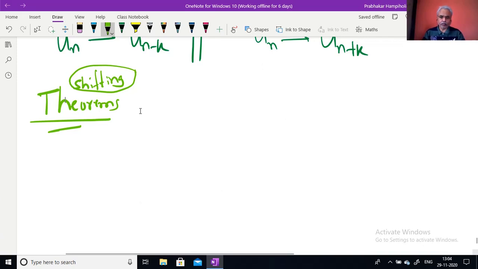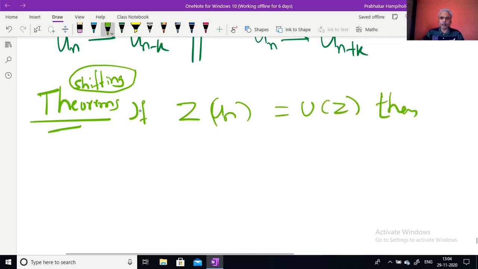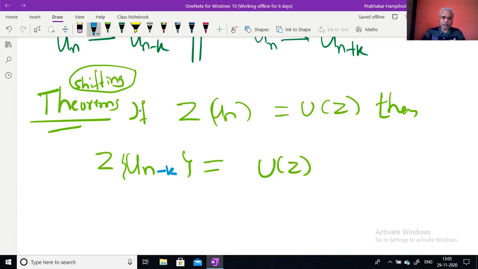One of the properties is the shifting property, which we call a theorem. Property means if and then. If a u n function has this Z function, then if I change this n to n minus k, what will be the corresponding change? To this U of z, you have to multiply an extra z raised to minus k. Because you are making n minus k, as we discussed 5 minutes back, we call it the right shifting theorem. So there are naturally two shifting theorems, right shifting theorem and left shifting theorem.